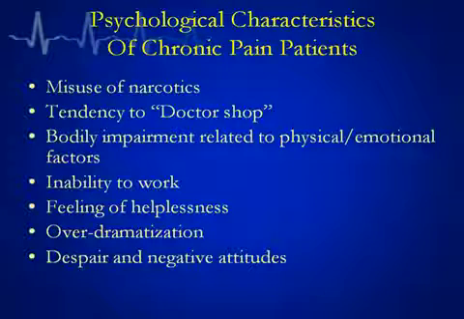Some of the psychological characteristics you'll see in chronic pain patients, and this isn't all of them, okay, but you'll see this, and I think you'll agree, is really a misuse of narcotics. It's either an overuse or sometimes an underuse. Sometimes they'll underuse narcotics because they're afraid they're going to run out of them, so they'll kind of fiddle around with them. Their pill counts are typically all over the place. A lot of these patients will have a tendency to doctor shop, and they doctor shop because they get labeled pretty quickly.